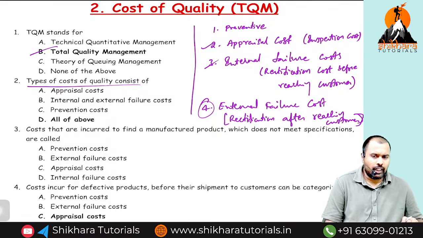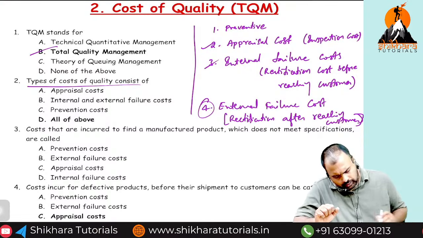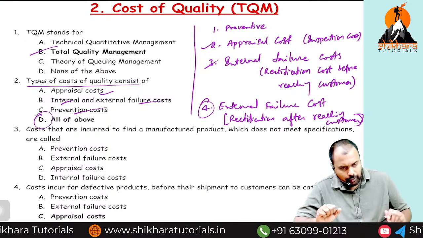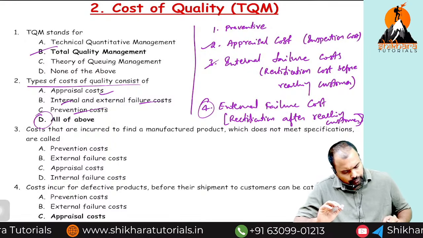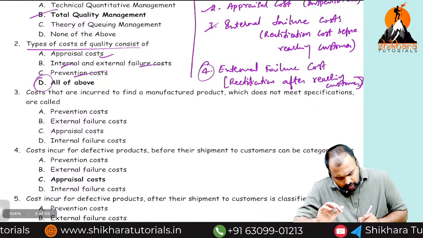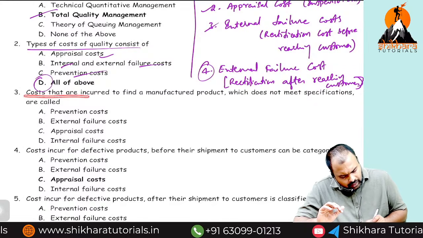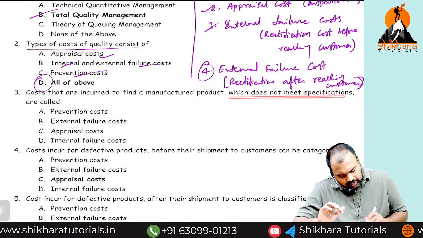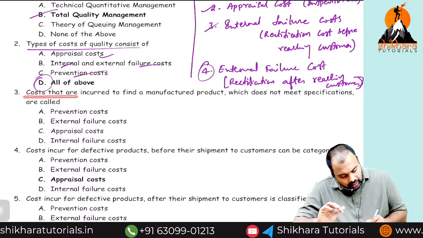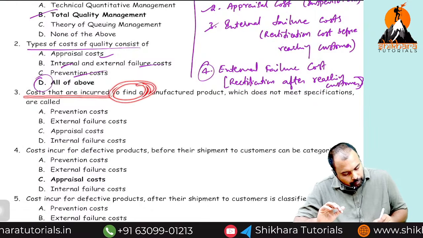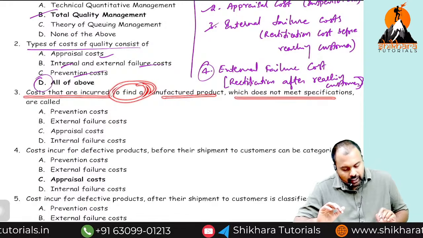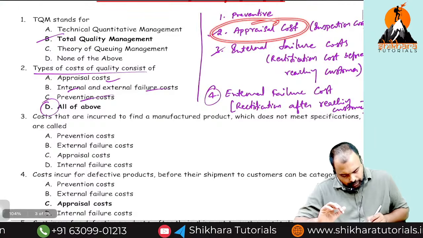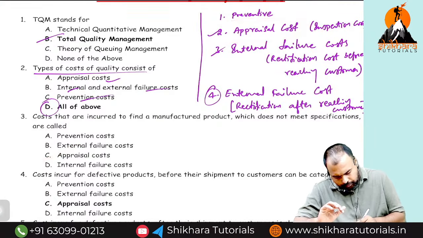Clear? These are the four kinds of cost we have under cost of quality. The types of cost they listed are appraisal, internal, external and prevention. So yes, all of the above are types of cost. Next, costs that are incurred to find a manufactured product which does not meet specifications. Sir, listen, to find, not rectify, you are just finding out, so it's nothing but appraisal cost. So C has to be the answer.